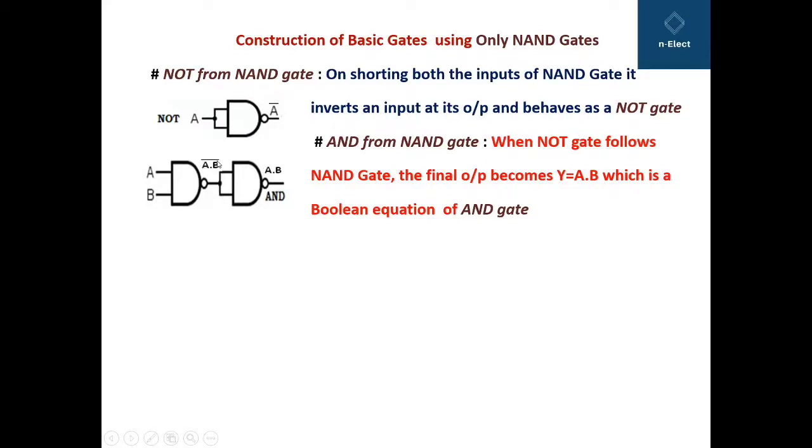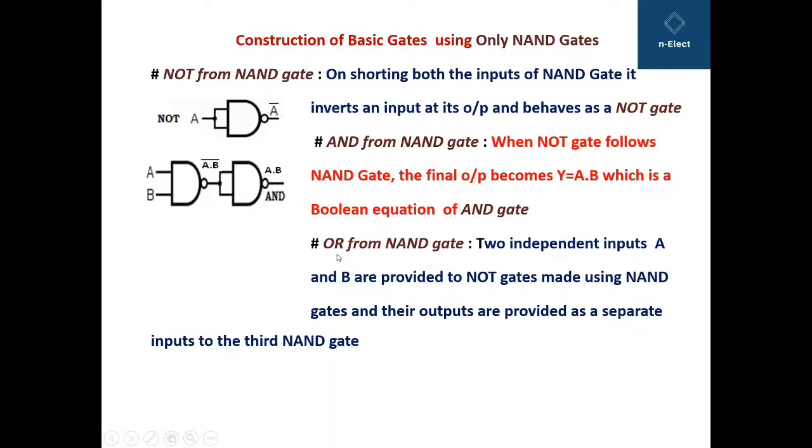So A into B bar will be converted into A into B double bar, and A into B double bar, by Boolean laws we can write A into B, and Y is equal to A into B is nothing but the Boolean equation for AND gate. So this way the AND gate is constructed by using only NAND gates.